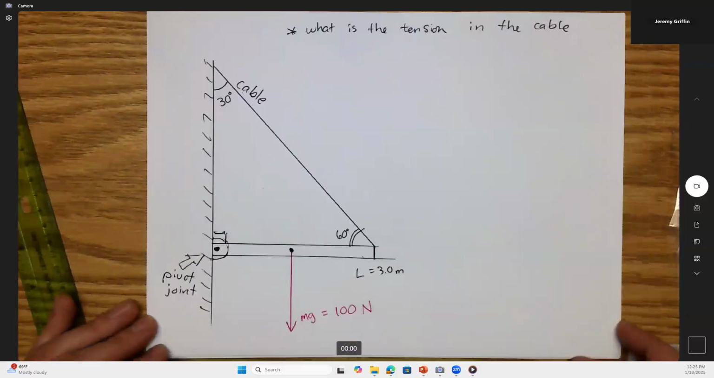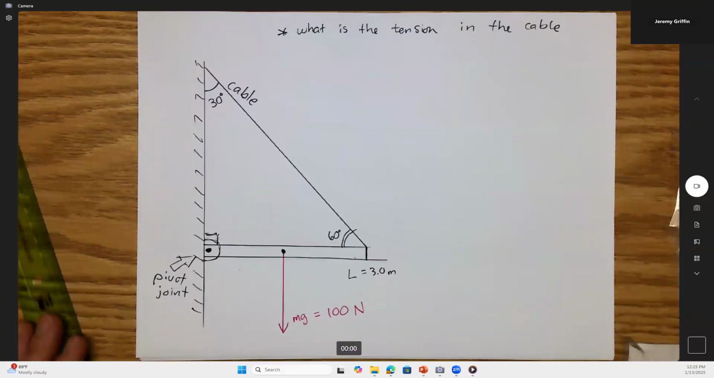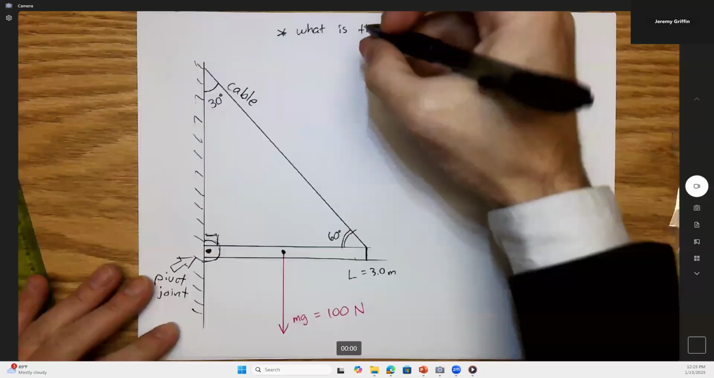So, what framework of physics should I use to solve this? Let's go through 3 frameworks. Who thinks this looks like a conservation of energy question? Does this look like conservation of energy? No. Does this look like conservation of momentum? No. Does this look like kinematic motion? No. Does this look like equilibrium? Aha! Bing! Equilibrium.